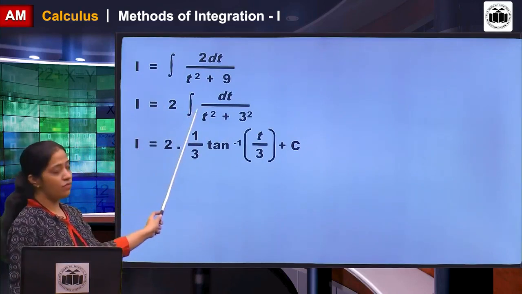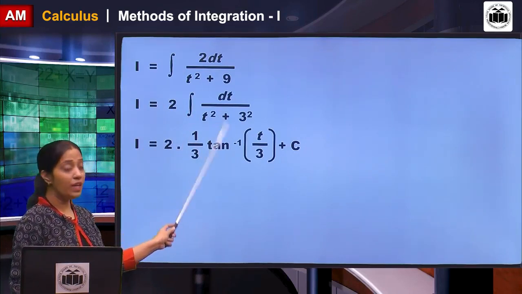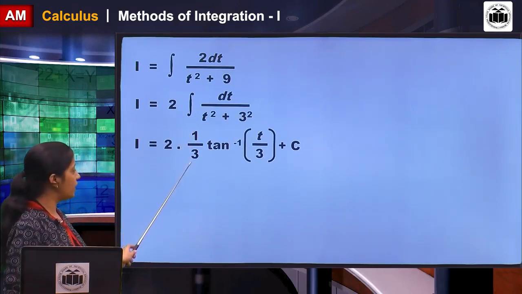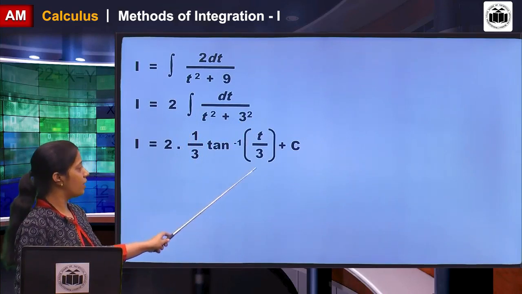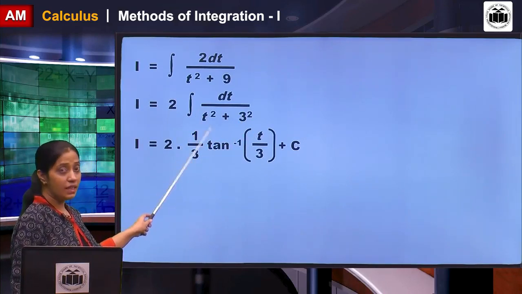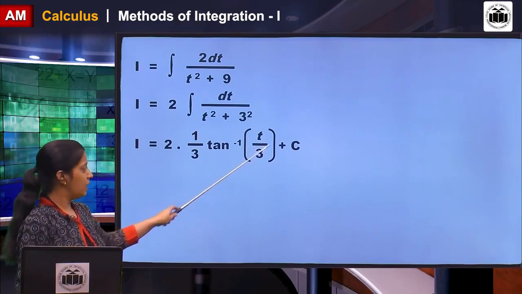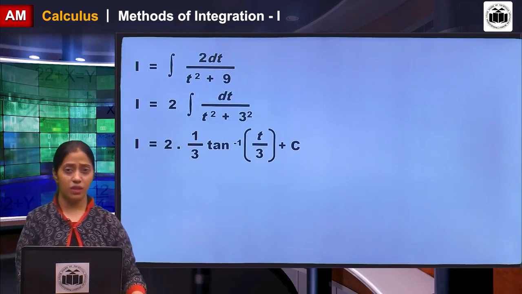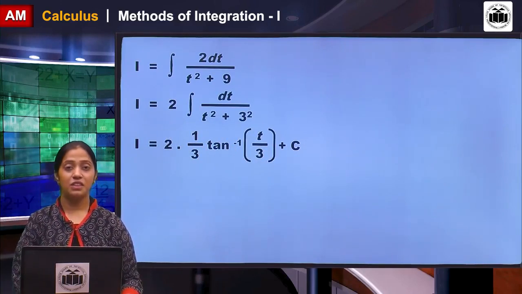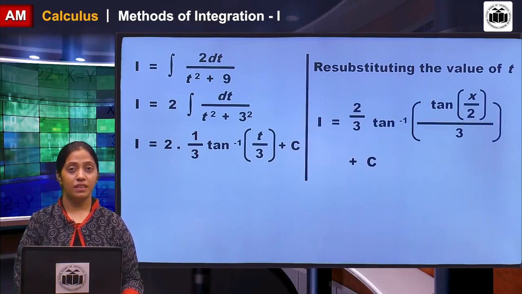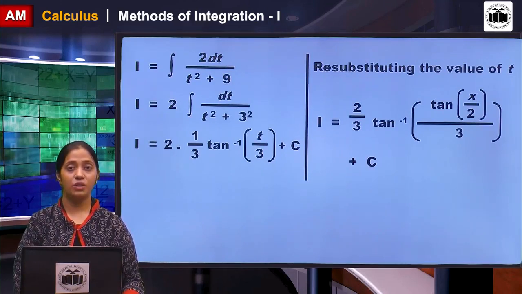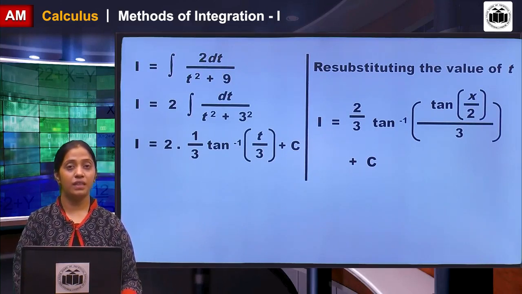For this, you have to apply the formula: 1 upon a, in place of a, here it is 3. So 1 upon 3 tan inverse x upon a, but in place of x, here it is t. So this is t upon 3 plus c. Now this is 2 into 1 by 3. What is 2 into 1 by 3? Yes, it is 2 by 3. Then resubstitute the value of t. What t we have taken? It is tan x by 2, divided by 3, plus c.